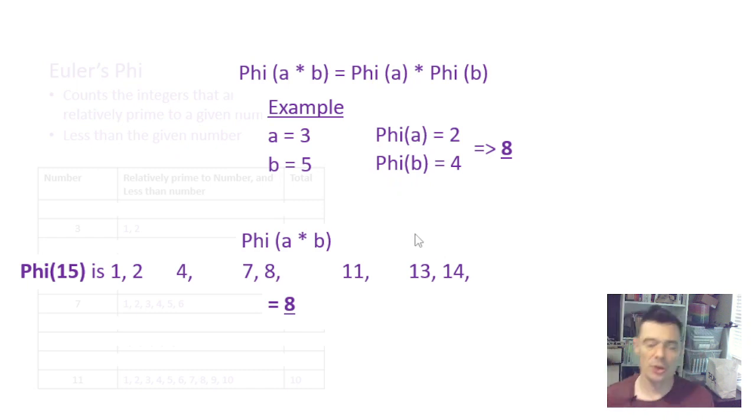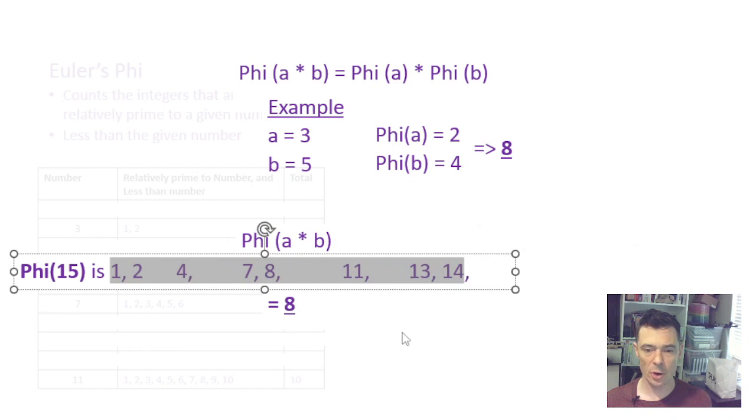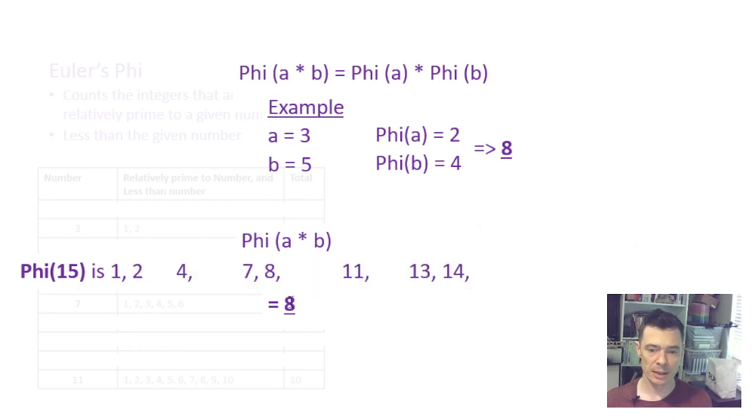So we have our 2 prime numbers here, 3 and 5. The phi of those is 2 and 4. Multiply them together, that's 8. Now if we take the phi of 15, which is 3 times 5, all of these numbers are co-prime to 15, and the total count of that is 8. So it's the same number.